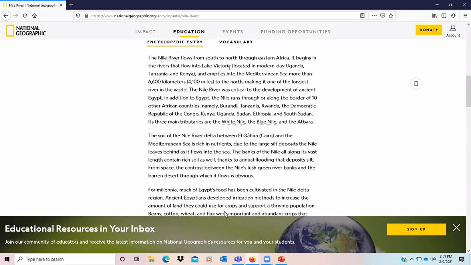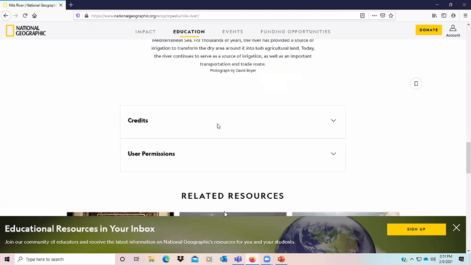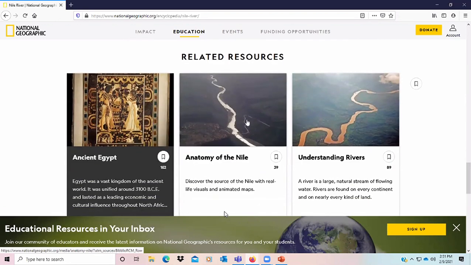The Nile River, you see, flows from south to north through eastern Africa. The river flows from Lake Victoria. You see that? It has two sides, the white and the blue. There are three tributaries: white, blue, and the Atbara. And you can get information on the Nile and look at some pictures of the Nile flowing through Egypt.